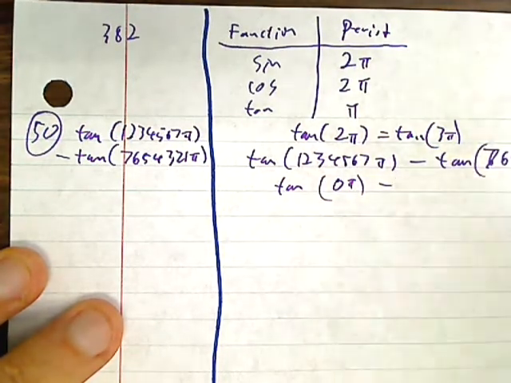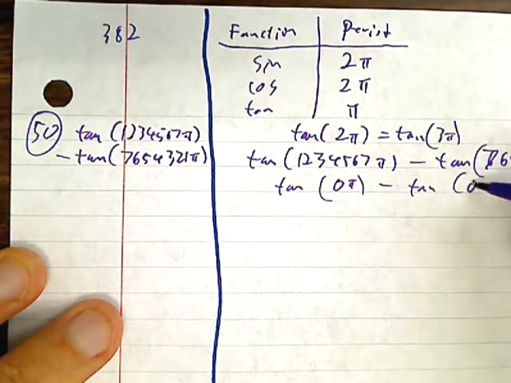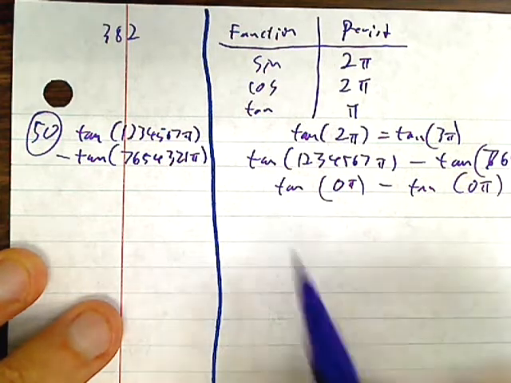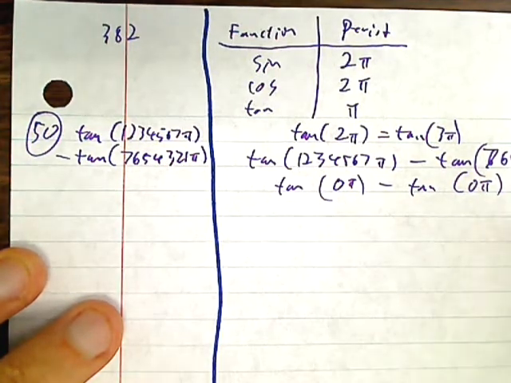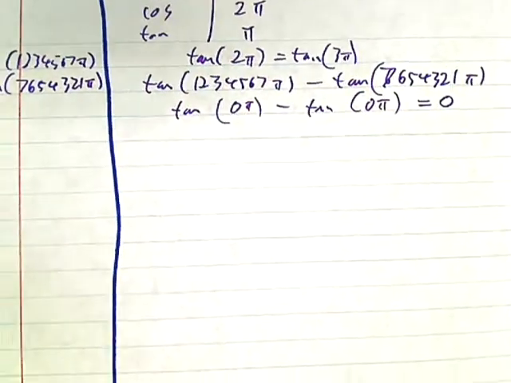Or just tangent of 0. And the same thing here. This is just some multiple of pi. This would be the same thing as tangent 0 pi. And without even having to think about what that is, anything minus itself is 0. So number 50 gives you, whoops, 0. Sorry about that.